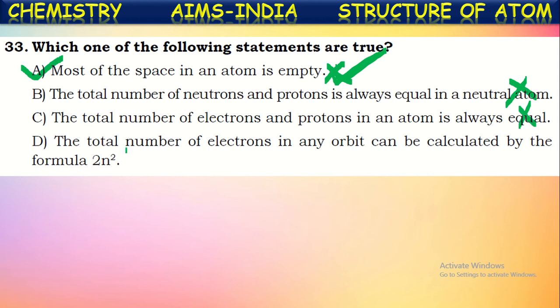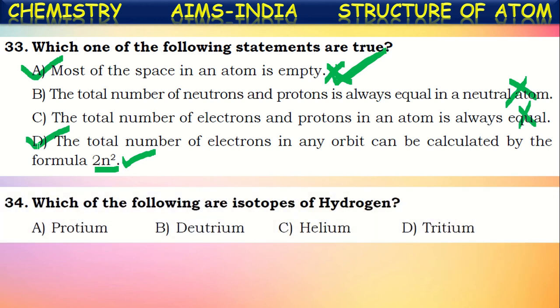Next one. The total number of electrons in an orbit can be calculated by the formula 2n square. Yes, it is correct. According to Bohr-Bury theory, the total number of electrons that can be accommodated in an orbit is given by the formula 2n square. So it is correct. Now they are asking to find out the correct statements. So A and D are correct. Okay.